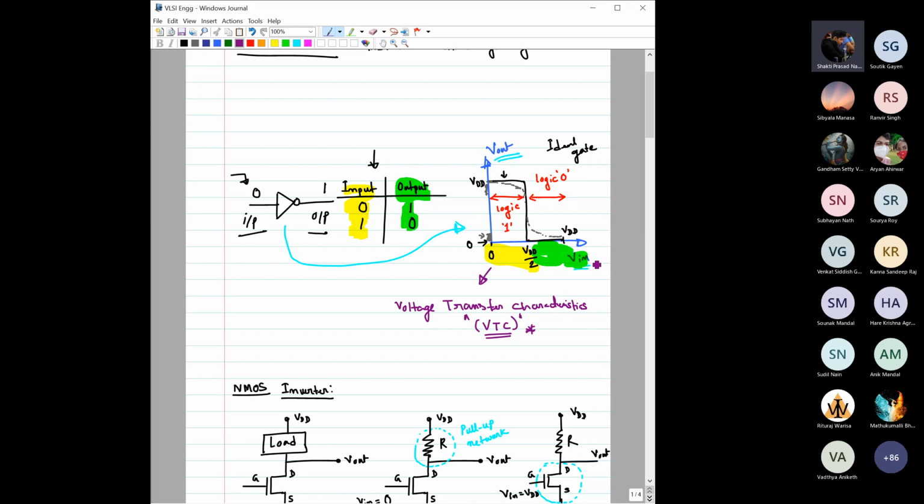Basically, it is the output versus input characteristics. Sometimes it is also called DC transfer characteristics. Fine. I hope this part is clear. This is a very fundamental and very basic thing. You already know that, right?